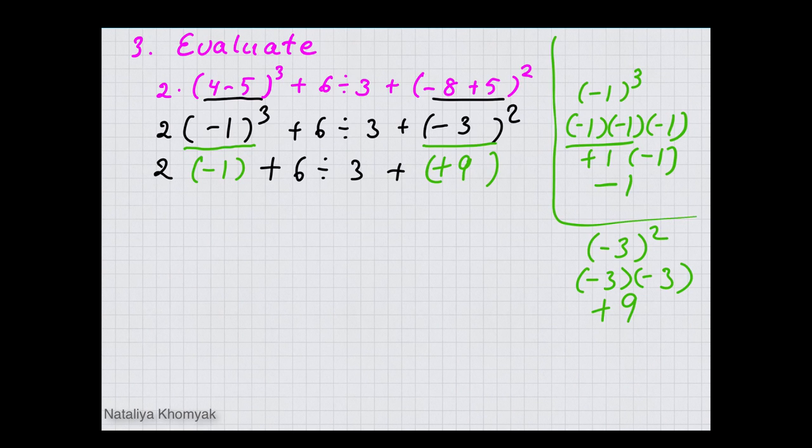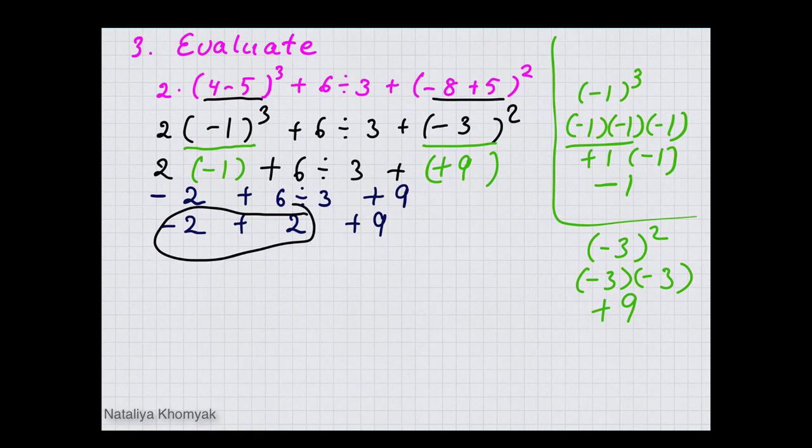Then we multiply and divide from left to right. So positive 2 times negative 1. Negative 2 plus 6 divided by 3. Positive times positive, positive 9. Then we have negative 2 plus 6 divided by 3, 2 plus 9. 2 and negative 2 are additive inverses, so positive 9 is our answer.